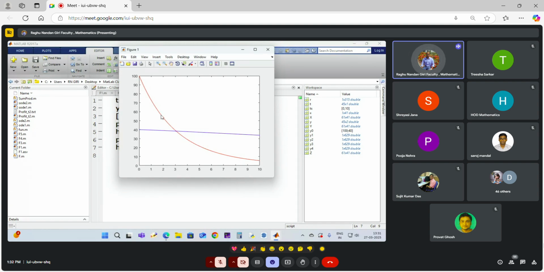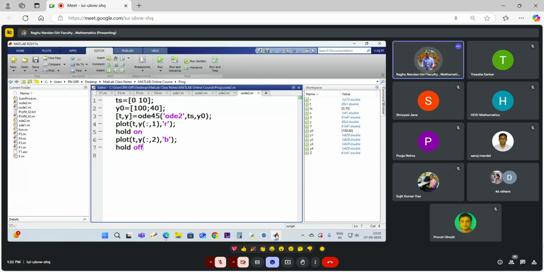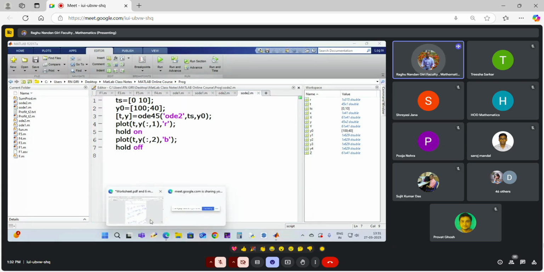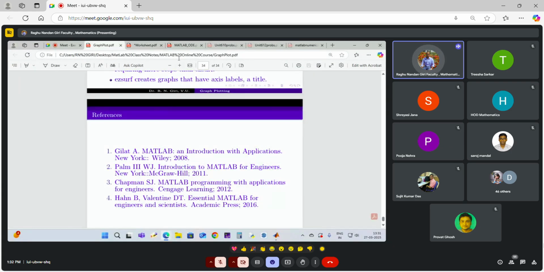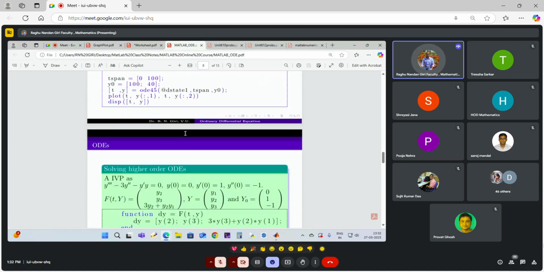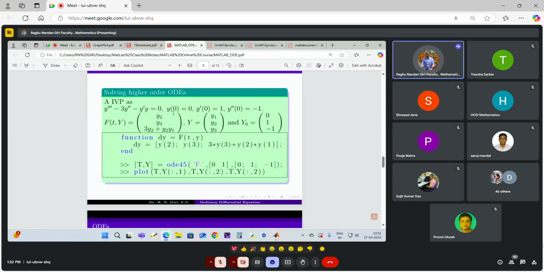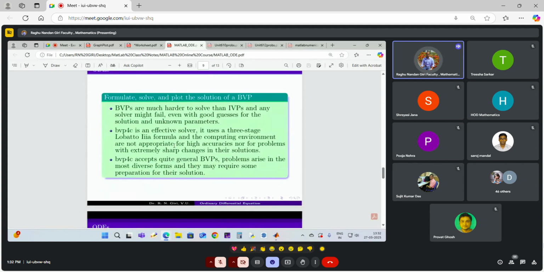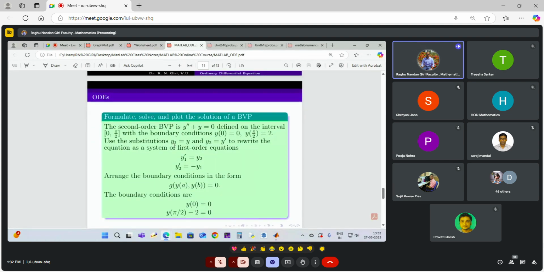See, these are the two solutions. One is y1, and that is y2. So this time, the time is already over. If you have questions, there are other topics also. There is second higher order ODE, how to solve. This is the higher order ODE. Third order ODE, for this we can make it a system of first order ODEs, then solve it.